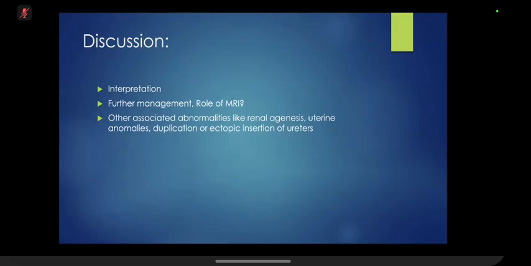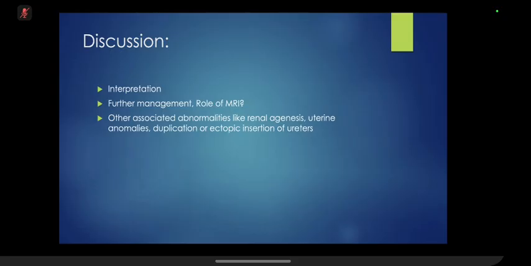Okay, so in this case, what about the further management? Candidate number 3, can you tell us is there any role of MRI in such cases? Yes, we can perform MRI to rule out associated uterine anomalies or renal anomalies because it is associated with ectopic ureter, duplicated collecting systems and other urovaginal anomalies. So especially in the female babies, it is important to rule out the associated urogenital anomalies.